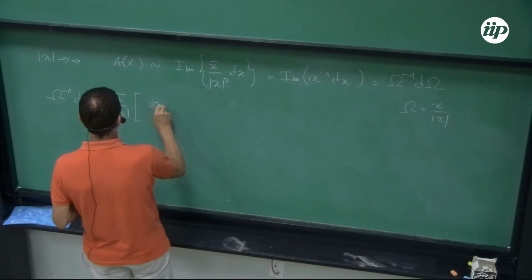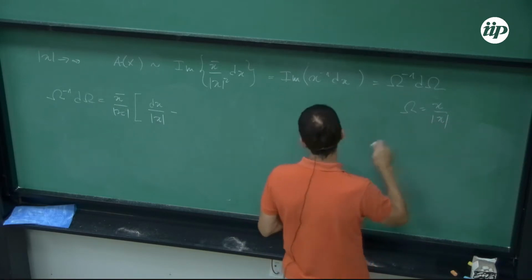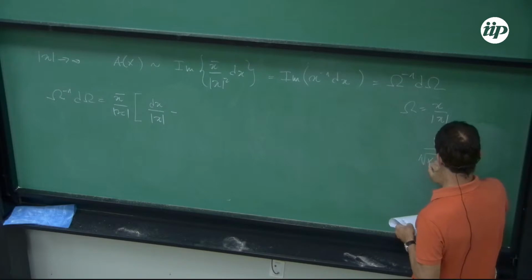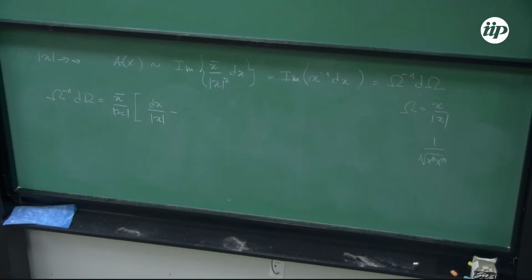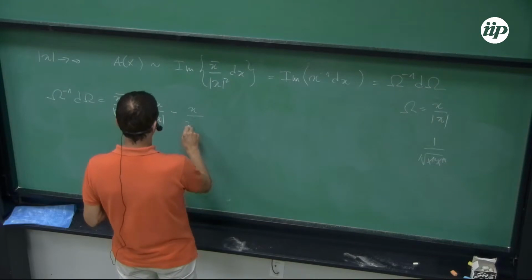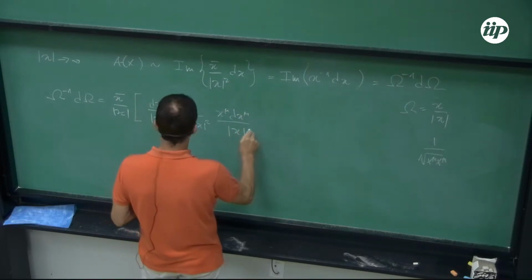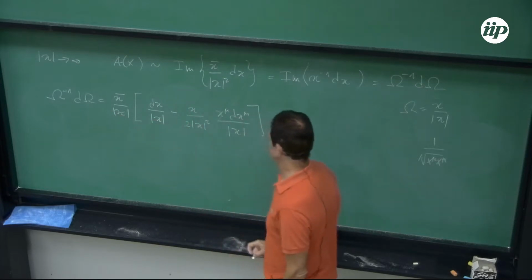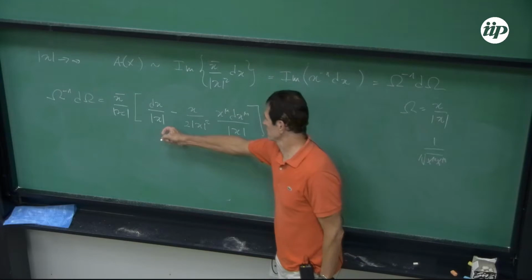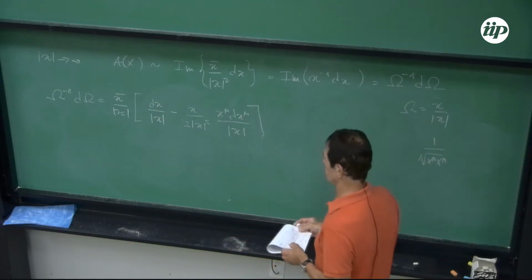So we'll have dx over modulus of x, plus x bar times the derivative of 1 over the square root of x mu x mu. And if we do so, this becomes minus x bar, times x mu dx mu over modulus of x cubed. This is just the derivative d omega, the first part and the second part. This is the second part in which you take x bar and then you differentiate this quantity. Okay, good.